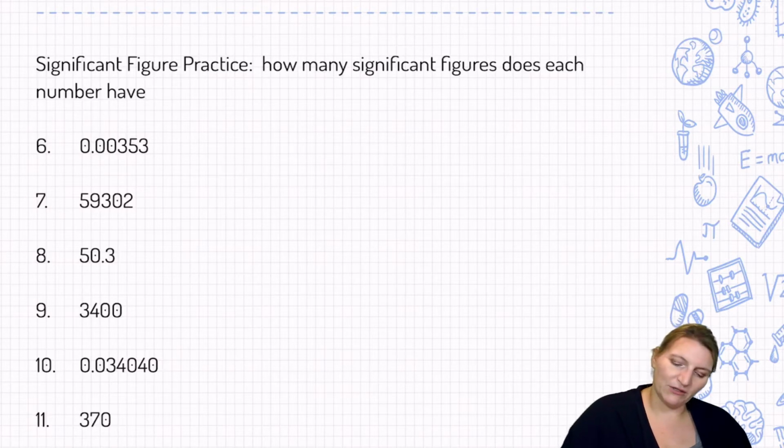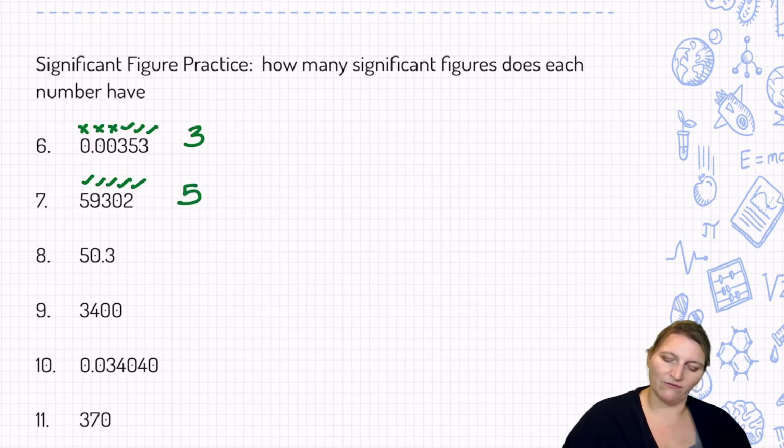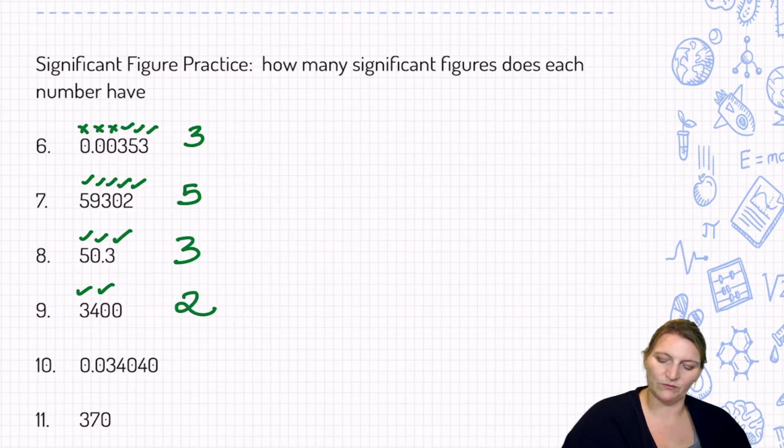Okay, so for number 6, beginning zeros, not significant. So that one only has 3. This one, middle zero, it is significant, 5. Another example of a middle zero. Remember, I'm not even worried about decimal point until I look at placement. Okay, ending zeros can or cannot be significant. If there's a decimal point, they are. There is not, so this guy just has 2.